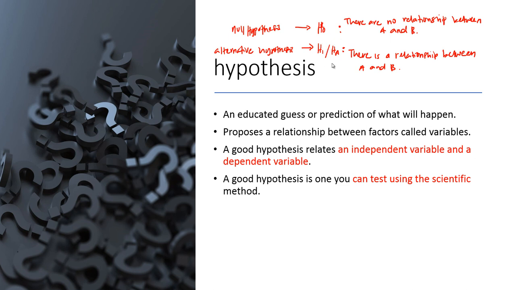Right? Kita ada dua, null hypothesis and alternative hypothesis. Null hypothesis, there are no relationship between A and B. There are no difference between A and B, contoh. So, alternative hypothesis, there is a relationship between A and B. So, dalam research hypothesis, dia mesti ada variable. Dia mesti sebut apa yang kita nak buat. So, we want to find a relationship, contoh. And dia mesti ada factor, variable, A and B. So, variable ni mesti ada independent variable and dependent variable. Right, X and Y lah.